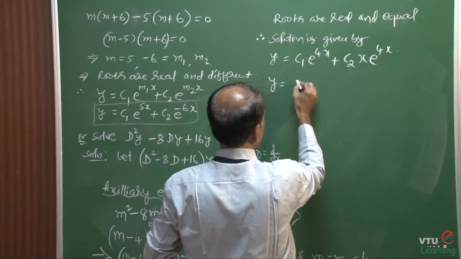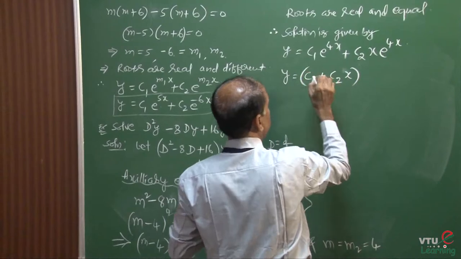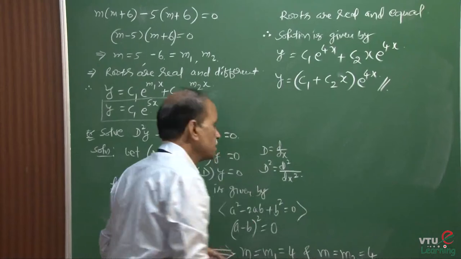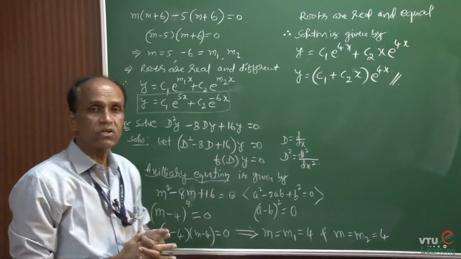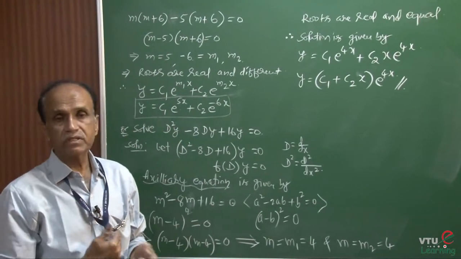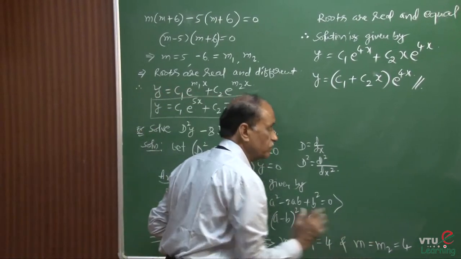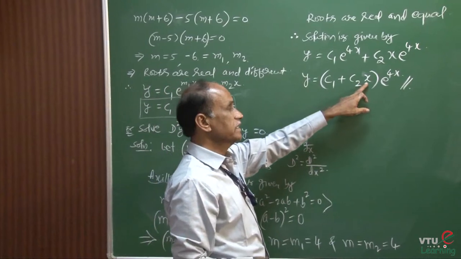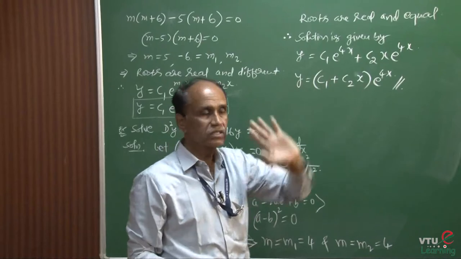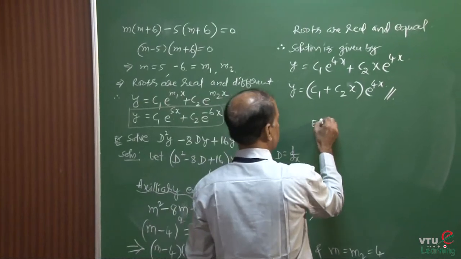Further, you can write this as c1 plus c2 multiplied by x, and this will be the common factor e to the power 4x. So, this is the second case, that means roots are real and equal, and the previous one was roots were real, but they were different. Roots were not equal to each other, but here both the roots are equal to each other. In that case, second term x, third term x square, like that. So, this you must remember whenever the roots are repeated. Okay. So, next problem let me take in a different condition.